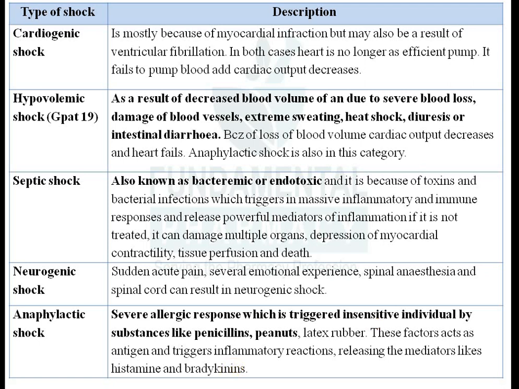Okay. So this slide is very important. Try to remember all these kinds of shocks. They are very important. Okay. Is that clear?